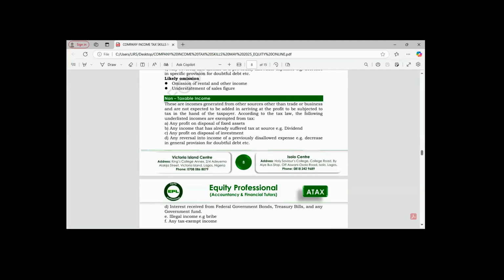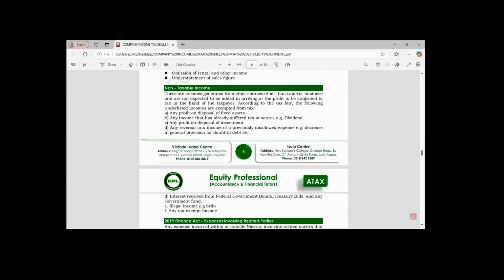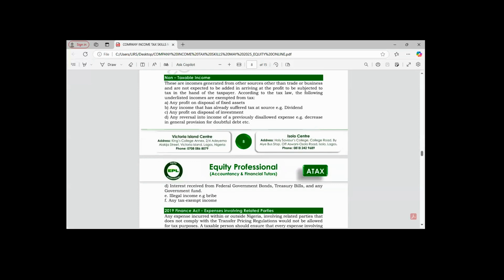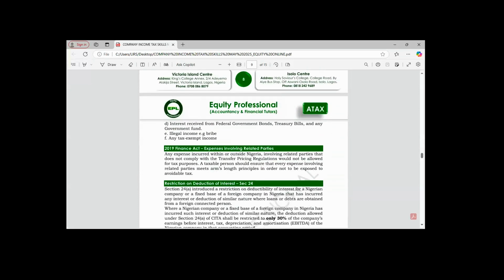Any franked investment income, we all know what franked investment income is. Dividend is also a non-taxable income. Any profit on disposal of investment, because their major activity is not to sell their investment. Any reversal into income of a previously disallowable expense, decrease in general provision for doubtful debt, illegal income, bribe, any tax exempt income. Those are non-taxable income. Then according to the Finance Act, any expenses involving related party.